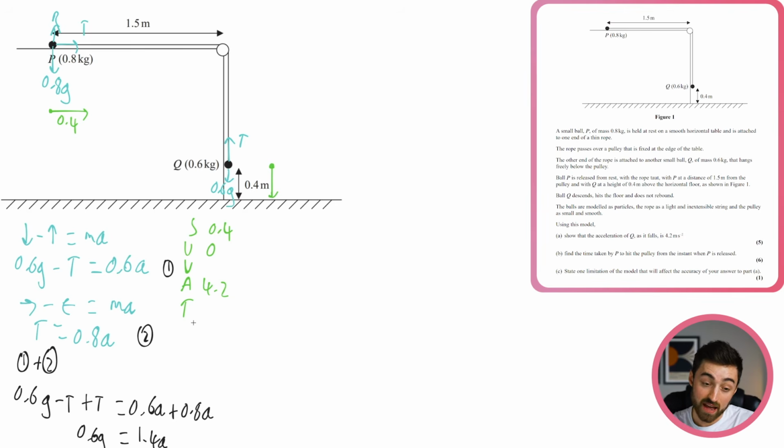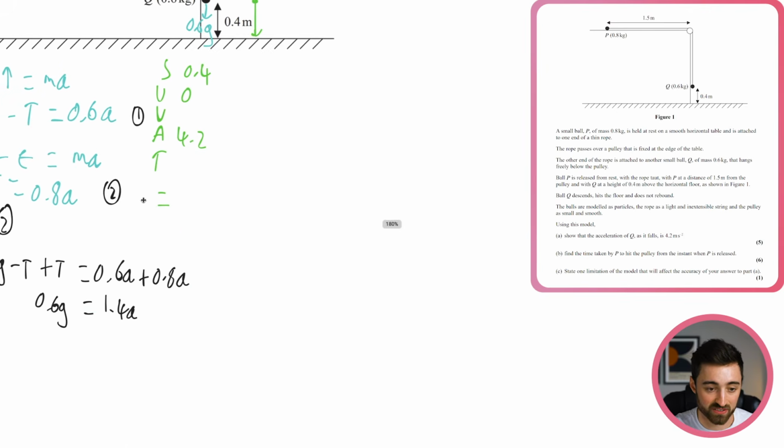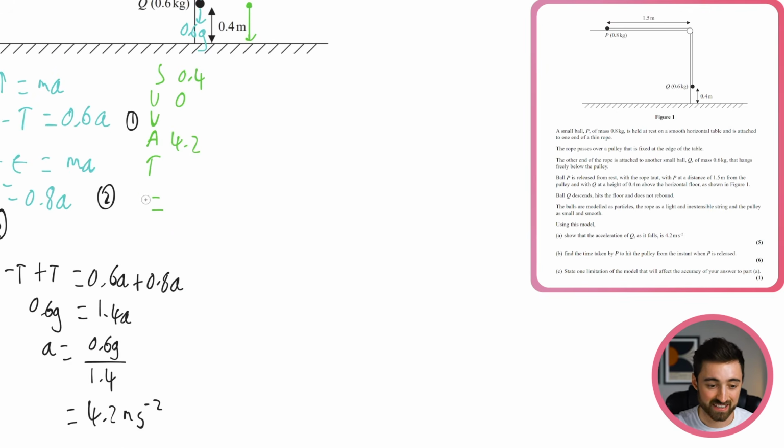What can I use? I could use s equals ut plus a half at squared. Let's just write it here because I want to avoid how much I have to write down for this question. It's going to get very messy. So s equals ut plus a half at squared. So 0.4 equals ut, but u is 0, so that's gone. Half a t squared. I can work out t from that, can't I? Because it's going to be the square root of 0.4 times 2 divided by 4.2.